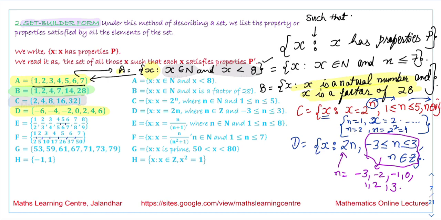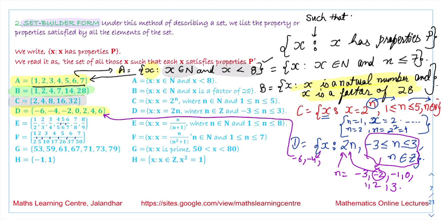If we substitute these values of n over here, we will obtain the values of x. On substituting minus 3, we will get minus 6. On substituting minus 2, you will get minus 4. So on substituting these values, you will get this collection D over here. It is minus 6, minus 4, minus 2, 0, 2, 4 and 6.